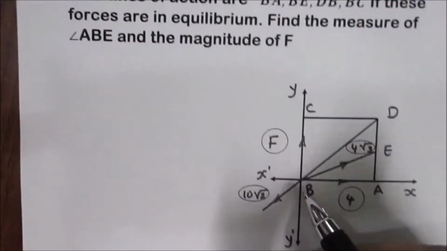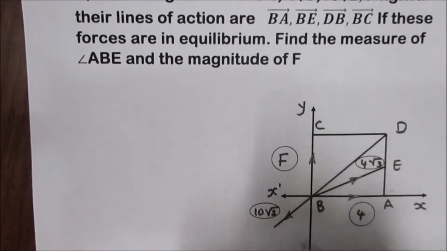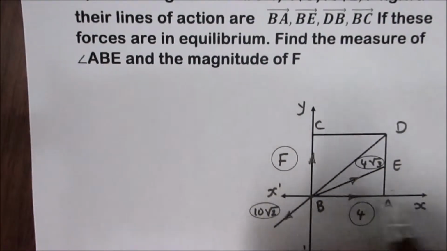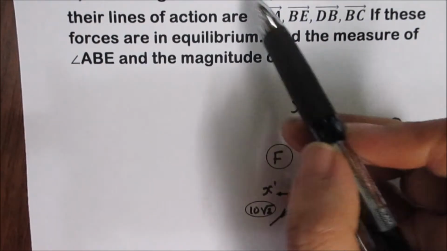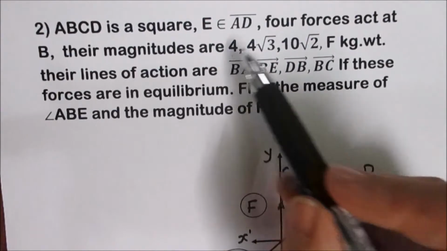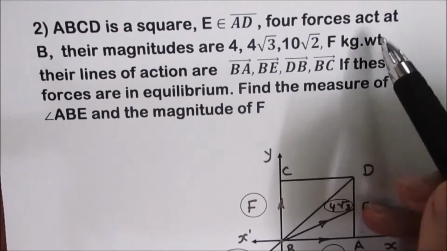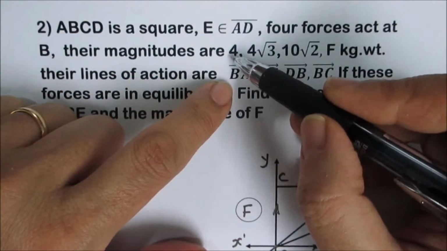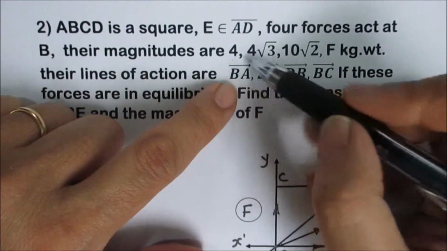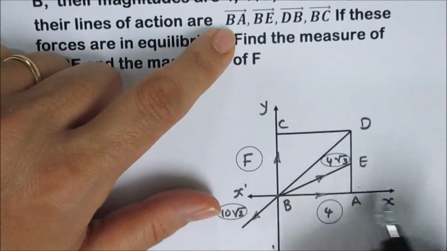The 4 forces act at point B, so assume that B is the origin point, and the x-axis passes through AB, and the y-axis passes through BC. Their magnitudes are 4, 4 square root 3, 10 square root 2, and F kilogram weight. Their lines of action are: the first force, the 4 kilogram weight, acts in the direction of BA.